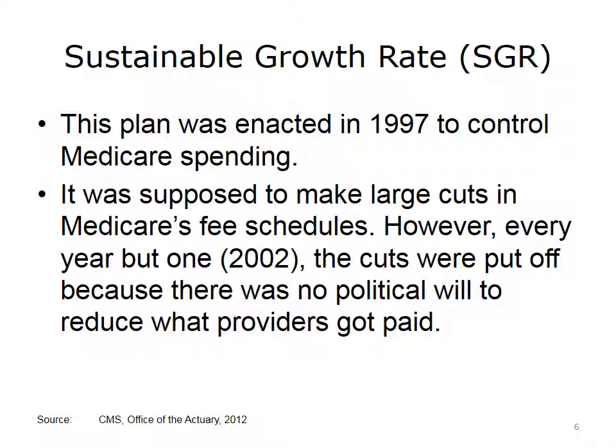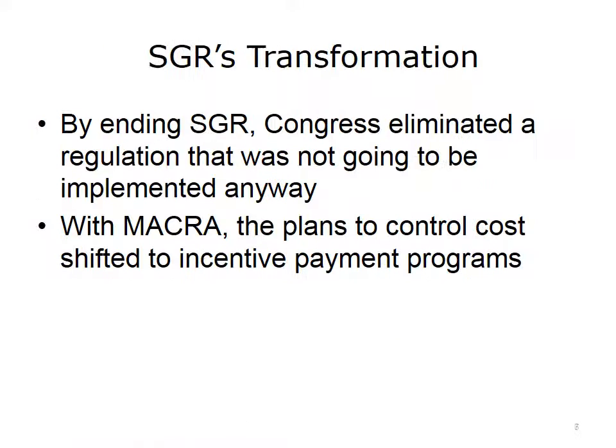This continuous lobbying resulted in SGR cuts, with the exception of 1 year, never being implemented. This acrimonious atmosphere resulted in the inability to make the kind of radical reductions required by the SGR formula. By ending SGR, Congress eliminated a regulation that wasn't being implemented. The goals of SGR, of reducing the growth of the cost of care, were instead rolled into the MACRA legislation.